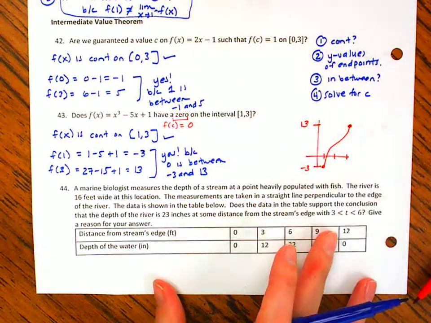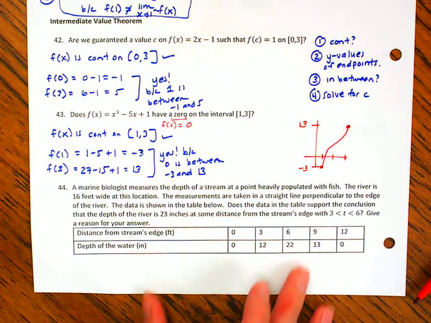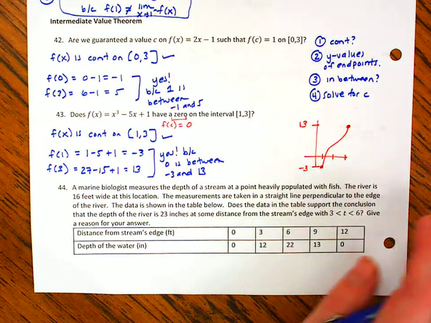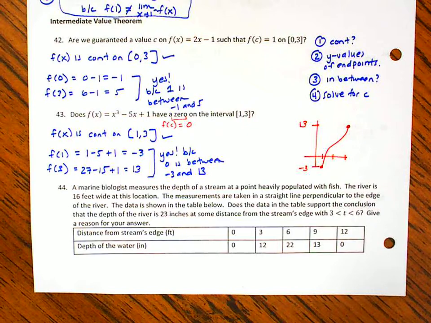Okay, so here's lastly number 44. It says a marine biologist measures the depth of a stream at a point heavily populated with fish. The river is 16 feet wide at this location. The measurements are taken in a straight line perpendicular to the edge of the river. The data is shown in the table below. Does the data in the table support the conclusion that the depth of the river is 23 inches at some distance from the stream edge between time equals 3 and time equals 6? Give a reason for your answer.